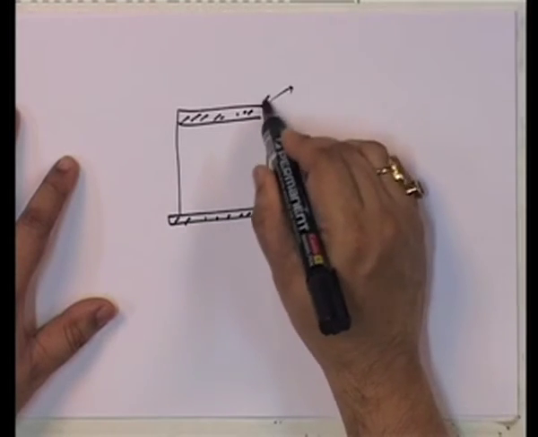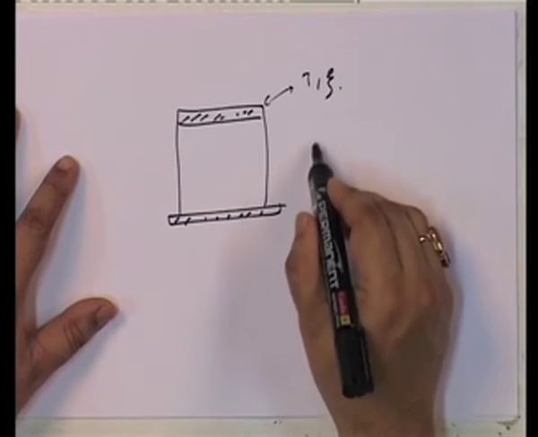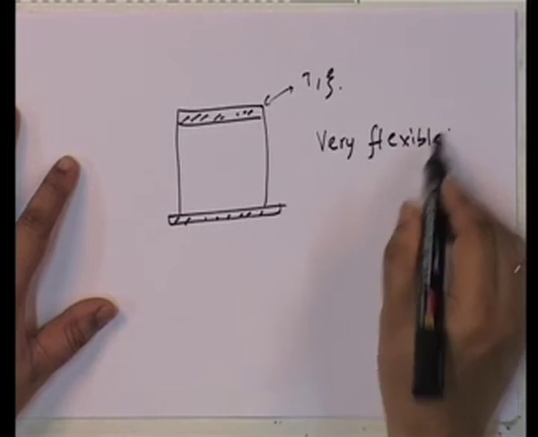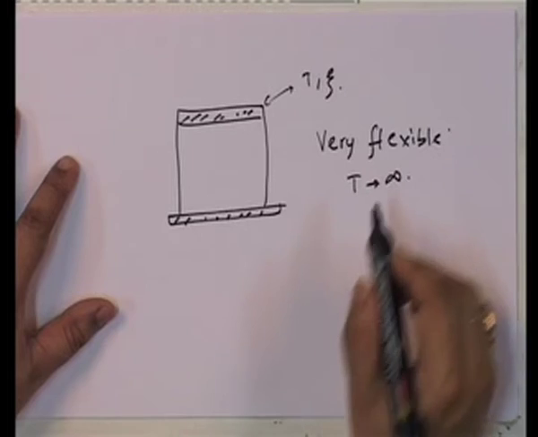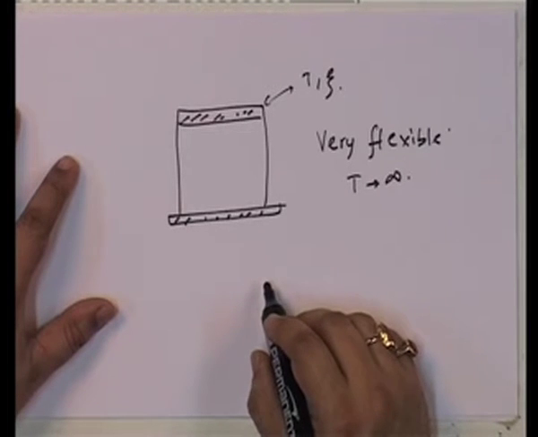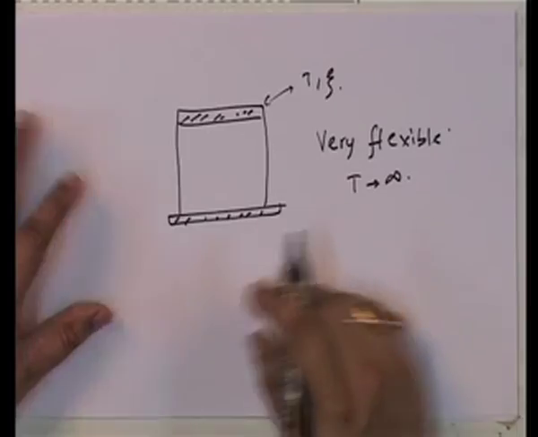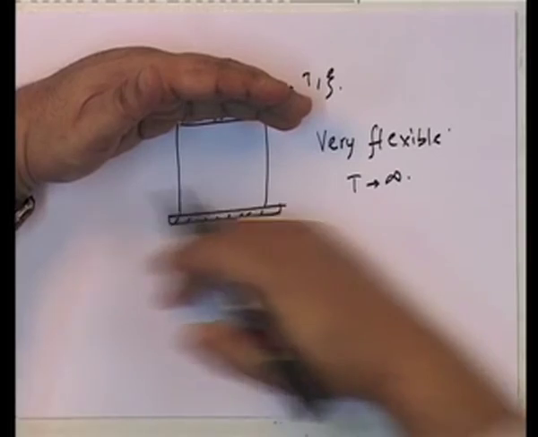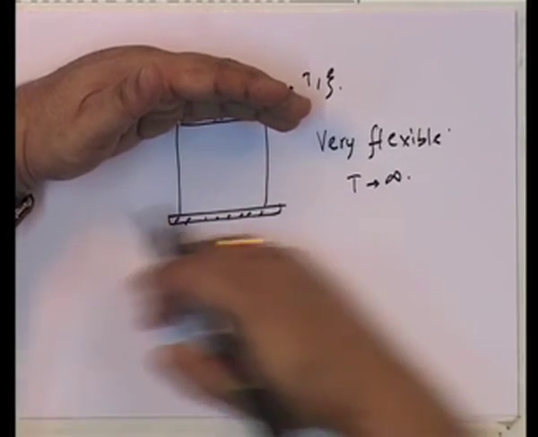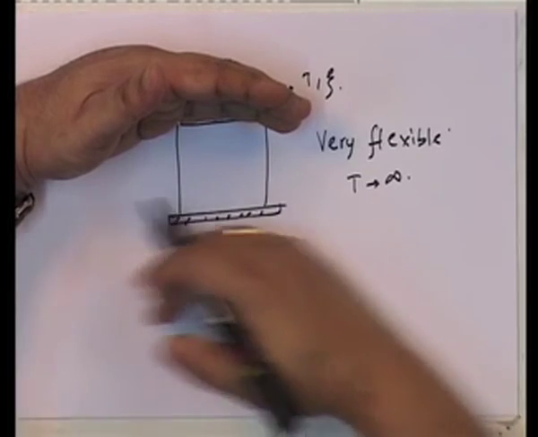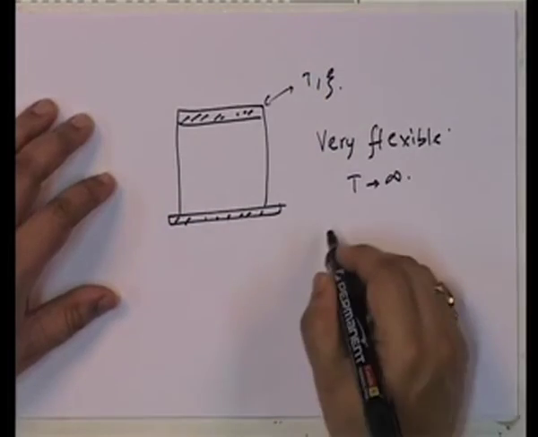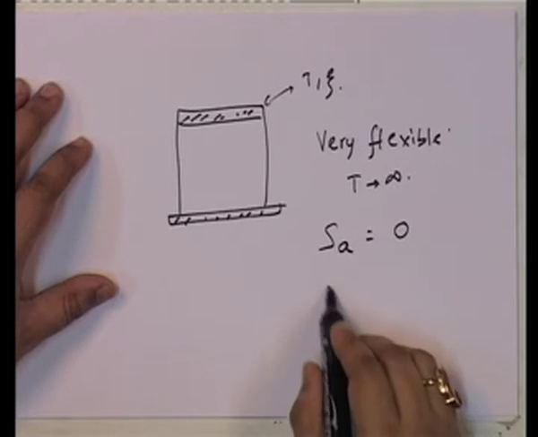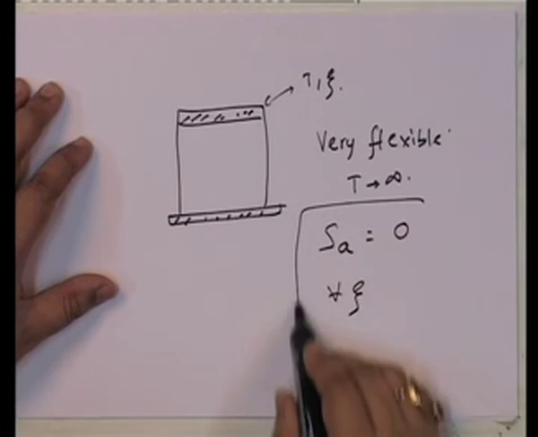Now, it is given by certain t and xi, and I say it is very flexible. Very flexible means t tends to infinity. Okay, very flexible, t tends to infinity. What happens here? When it is very flexible, this is moving, this is not moving, because it is very flexible, none of this motion is getting transferred to the mass, and so therefore, what is S A equal to? S A equal to 0 for all xi.